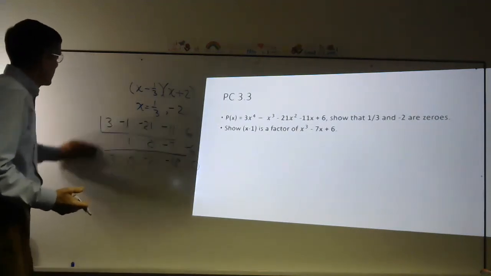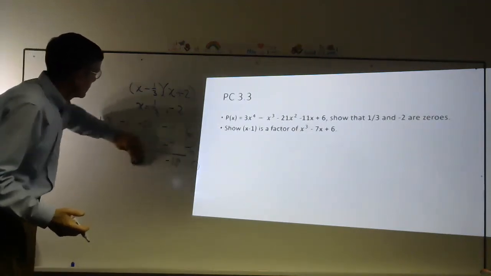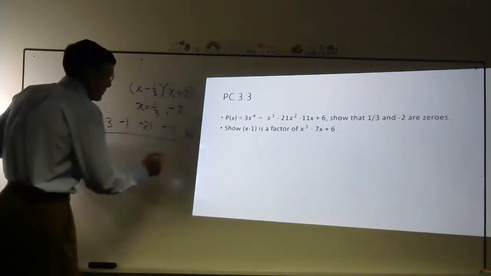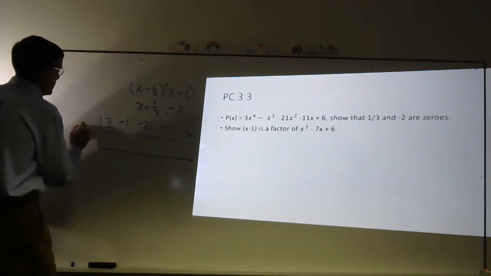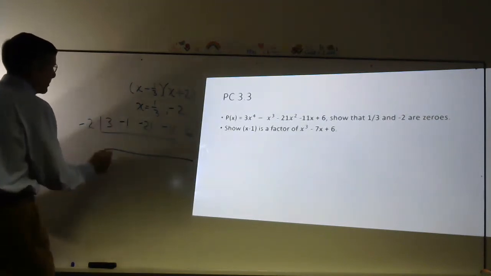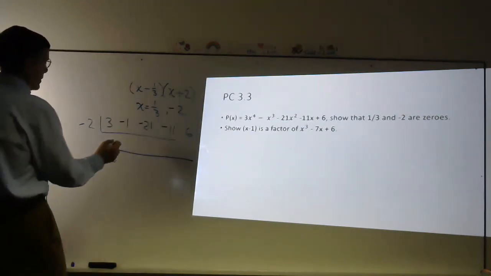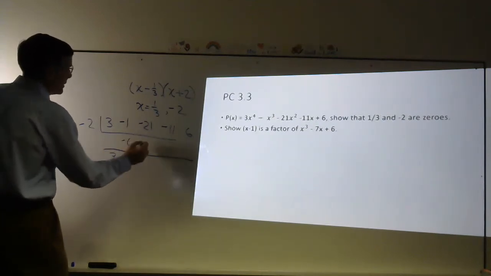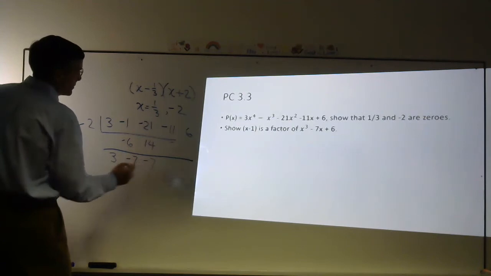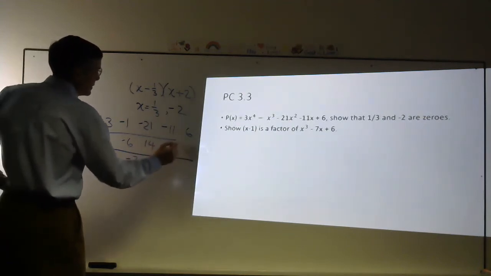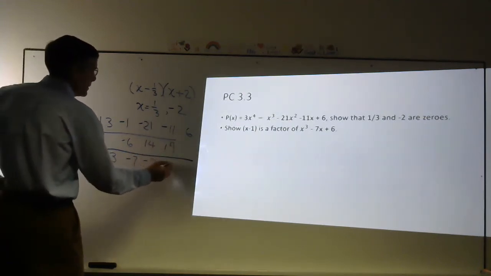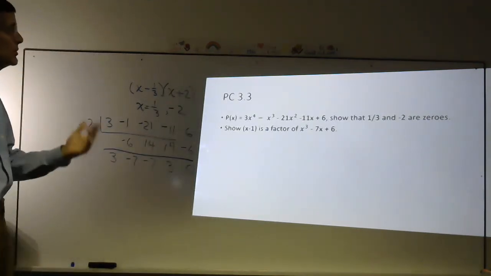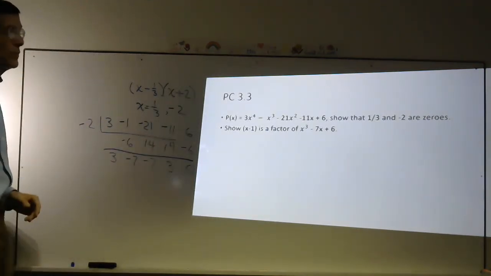Now we have to do it for -2. Drop a 3 down. That's -6. That's -7. That's 14. That's -7. That's 14. That's 3, -6. There it is again. Okay, we have shown that 1/3 and -2 are zeros.